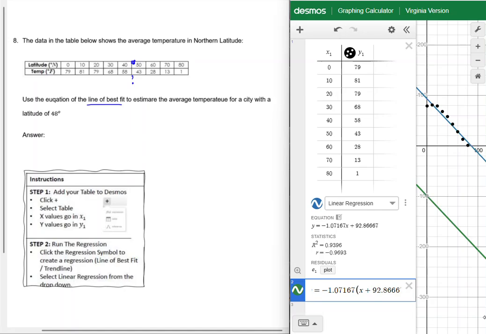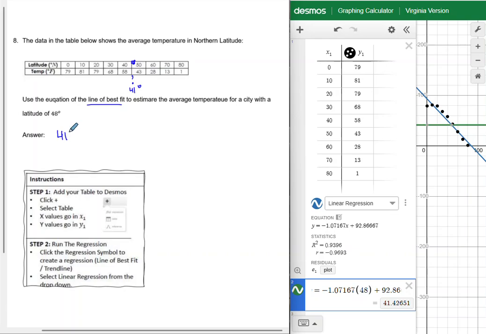I like to do that by putting parentheses around the x, then deleting the x and plugging in the value that I'm looking for, which is 48. Okay, so the value is 41 degrees. So the temperature is 41 degrees. Okay, so that's my answer. All right, next one.